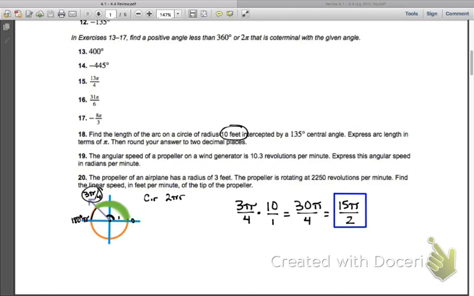Okay, there it is in terms of radians, and then I just have to take 15 times pi and then divide it by 2. I don't remember what my decimal is right off the top of my head. And it's in terms of feet.